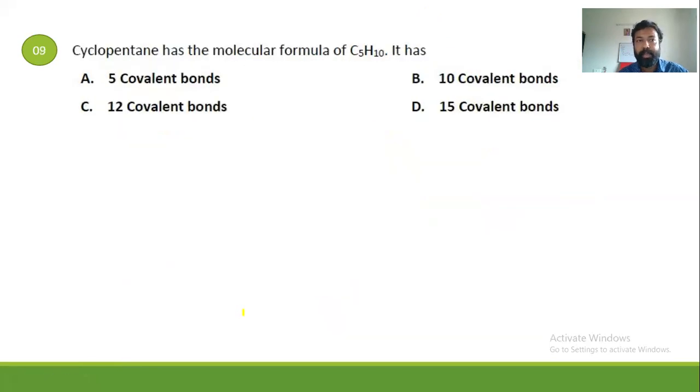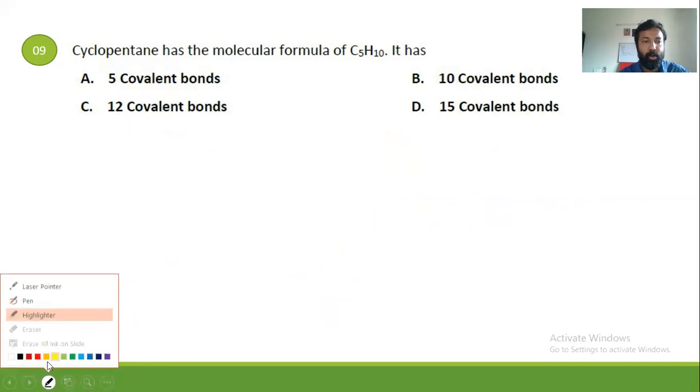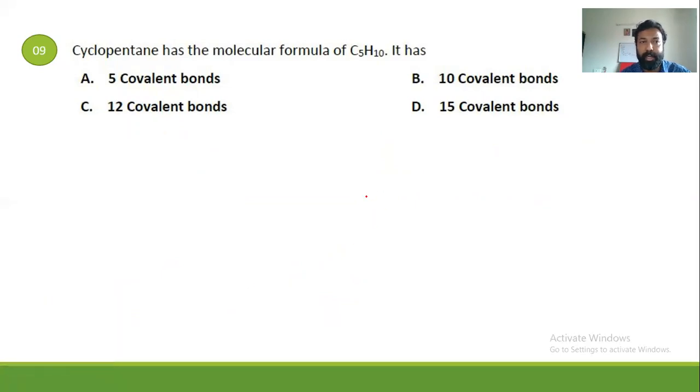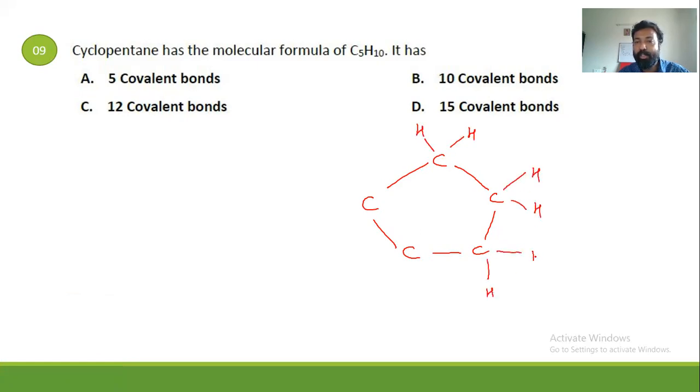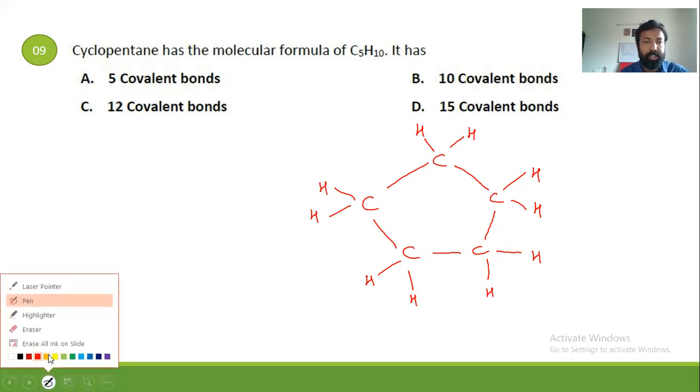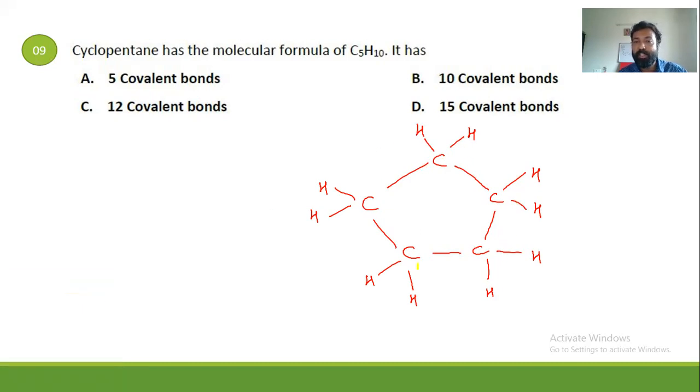Number 9, cyclopentane. Let us see how we write cyclopentane. Pentane, 5 carbons, cyclo, cyclic: 1, 2, 3, 4, and 5. This is cyclopentane, children. Let us make the valency, 1, 2, 3, 4. To satisfy the valency, we put hydrogens here, hydrogen here, hydrogen here. So this is what I have written. Now the molecular formula of cyclopentane is C5H10. Check, it is 10: 2, 4, 6, 8, 10.